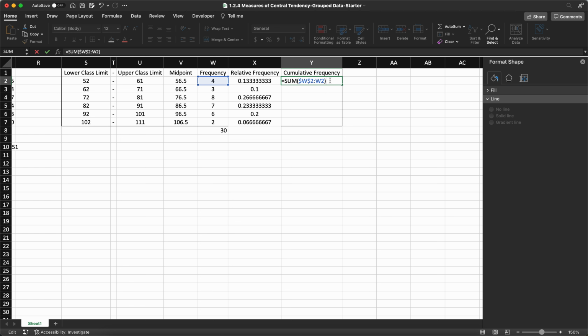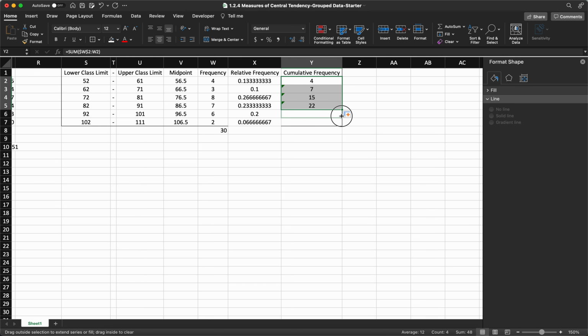So now as I drag down, this first cell will stay locked, but the second cell that determines the range here will move down as I drag it. And so what happens is 4 plus 3 gives me 7, and then 4 plus 3 plus 8 gives me 15, and 4 plus 3 plus 8 plus 7 gives me 22, plus 6 plus 2. And whenever you do the cumulative frequency, the last number in that row should be the same as n, the sample size for your data.